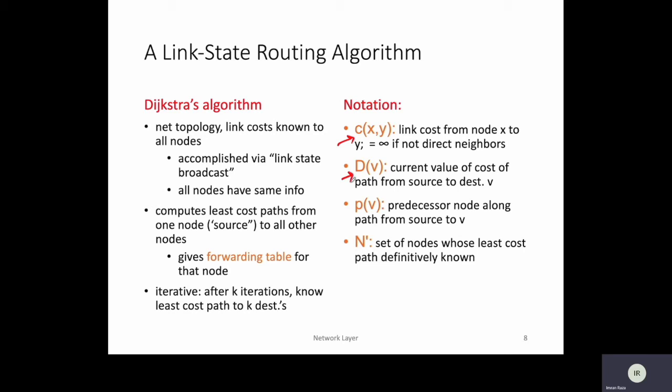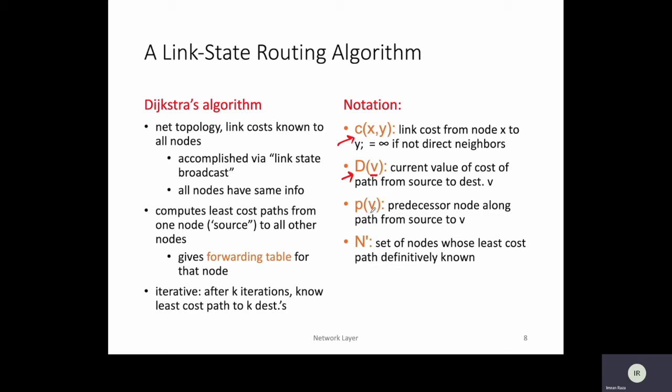Then look at this notation, which is dV. dV is the current cost to reach from source to destination V. So there is any source, and from that source, if I want to reach this destination V, the cost is dV, right? So it's the current value of the cost of the path from source to destination V.